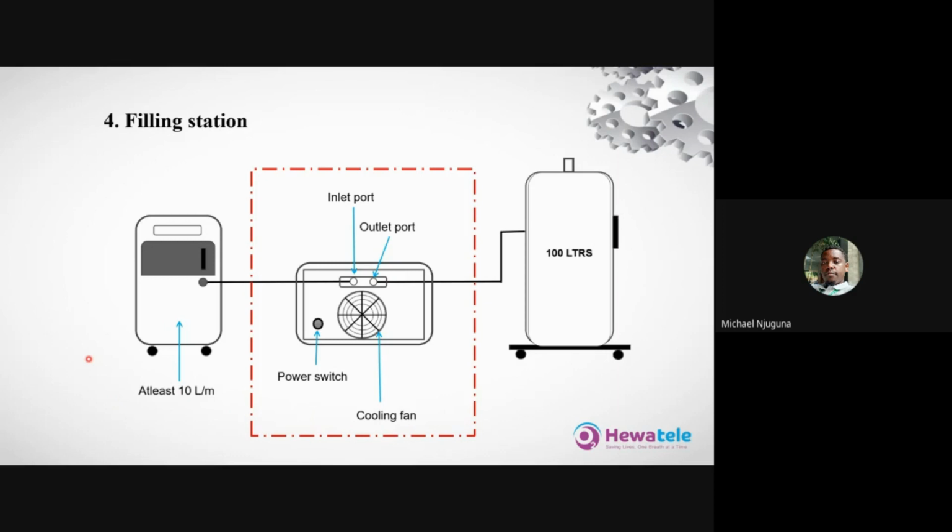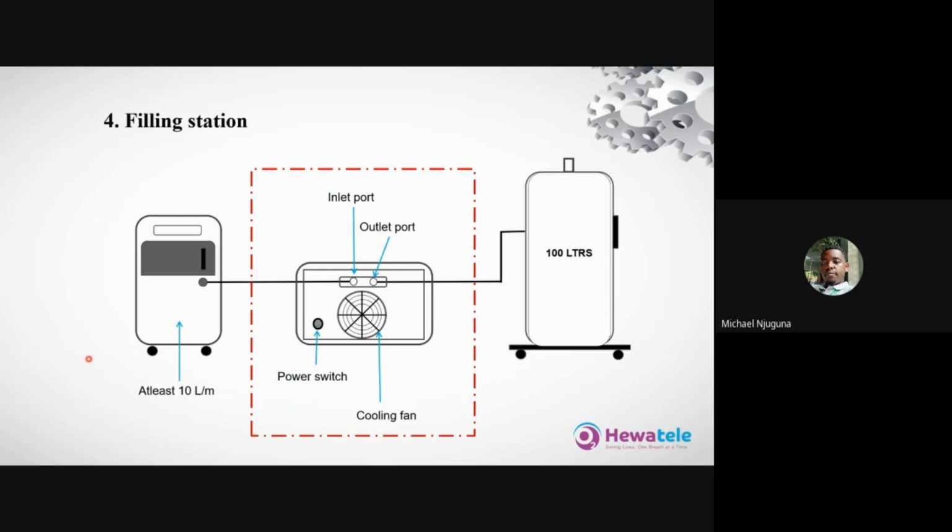So the filling station, as you can see, is in between the two components, the oxygen source and the reservoir tank. And the specification for filling a reservoir tank from the oxygen source is that the concentrator should be capable of providing at least 10 liters per minute flow rate at an acceptable oxygen purity. So we are talking of 80% and above.